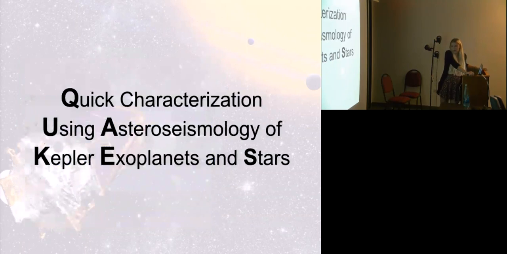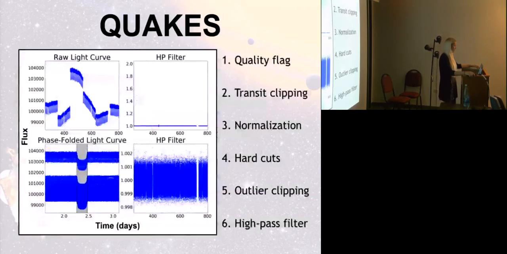I present quakes: quick characterization using astroseismology of Kepler exoplanets and stars. So we use quakes to find star quakes. Quakes is a multi-step process with 9 steps in total. The first 6 steps that I list here are all in the time domain.